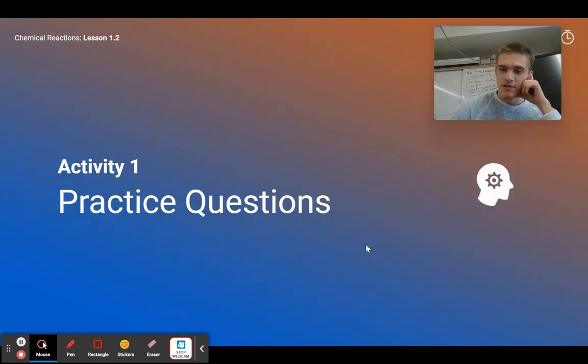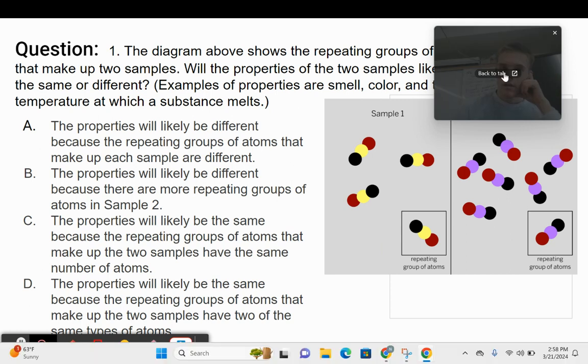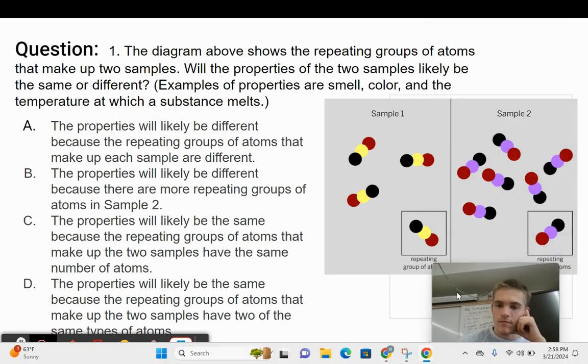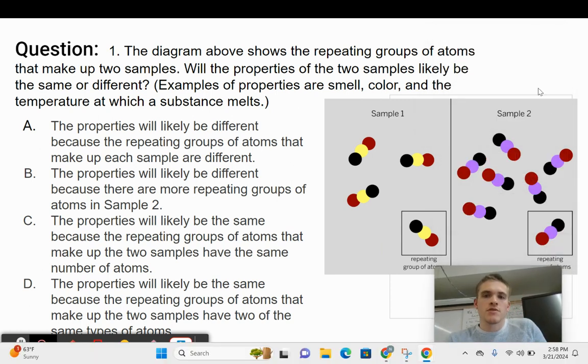Let's do some practice questions. The diagram above shows the repeating group of atoms that make up two samples. Will the properties of the two samples likely be the same or different? Examples of properties are smell, color, and temperature at which a substance melts.